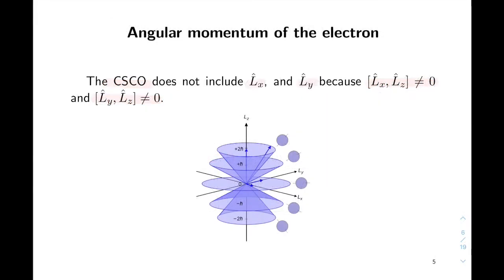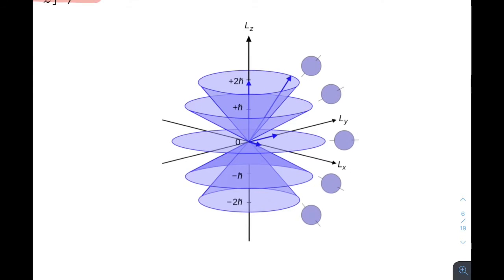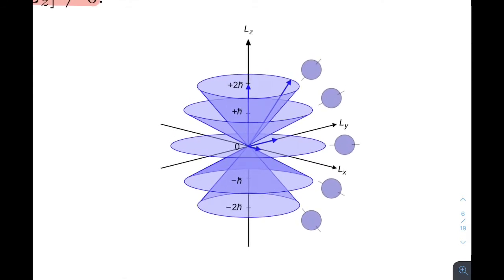Here is the visual representation of the angular momentum of the electron. We keep on talking about the magnitude and Z component of the angular momentum, but we do not talk about the Lx and Ly component. This is because Lx and Ly are not part of the complete set of commuting observables because commutator of Lx with Lz is not equal to 0 and similarly the commutator of Ly with Lz is not equal to 0. It means that these are incompatible observables and they cannot be measured simultaneously. So if you only know about the one component of the angular momentum and its magnitude but not the other two components, you can represent it in the form of a cone as shown over here.